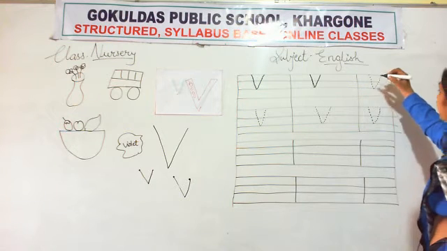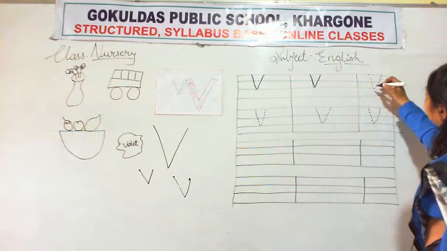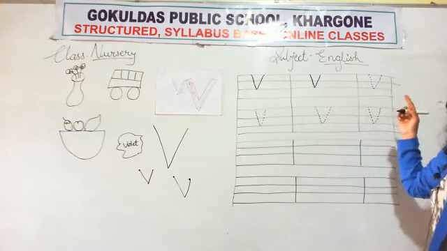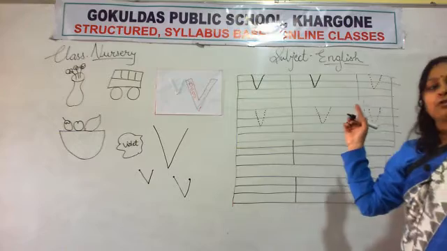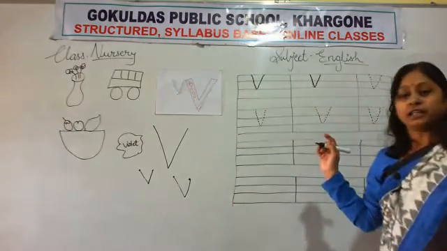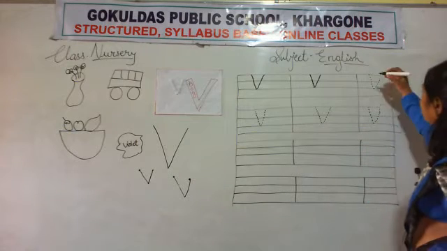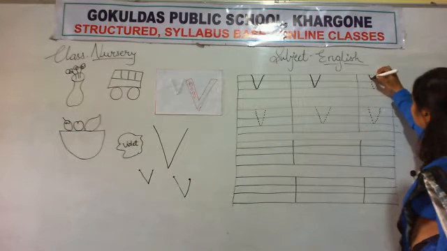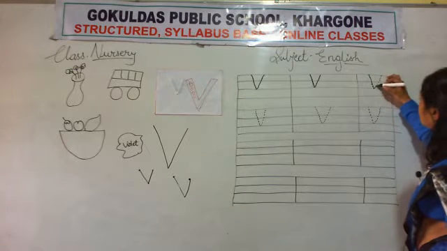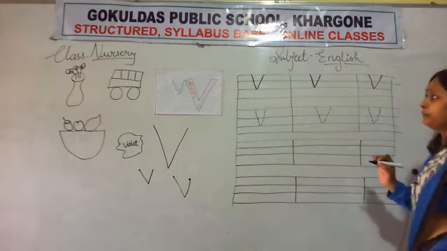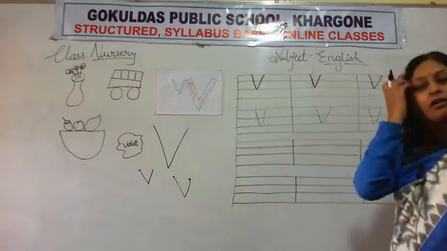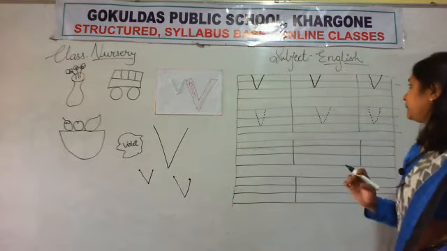Again, look here. Your dots are given. First, you have to trace the line. You have to trace it, and after that, you have to write from the dot. From upward to downward slanting line and from down to up slanting line. Which letter will form? Letter V.